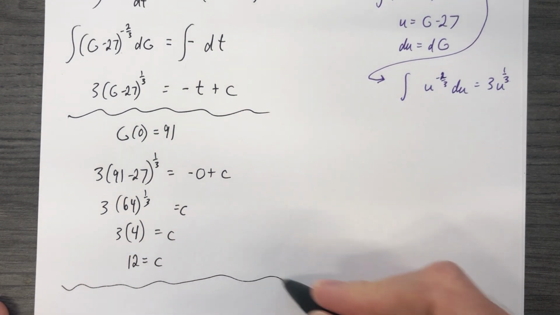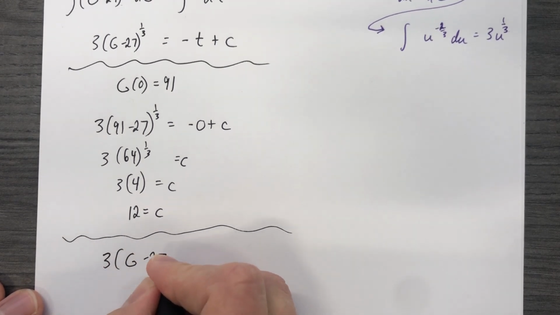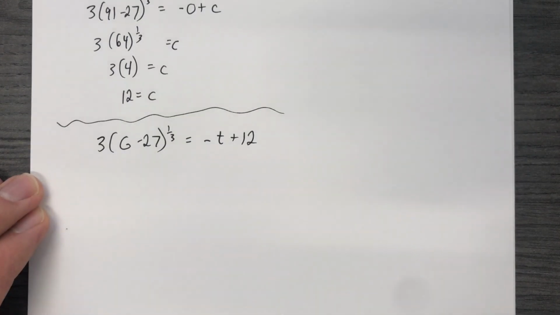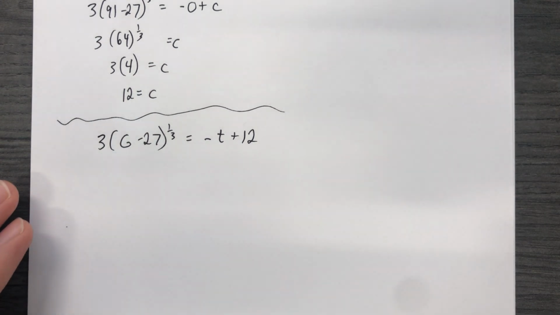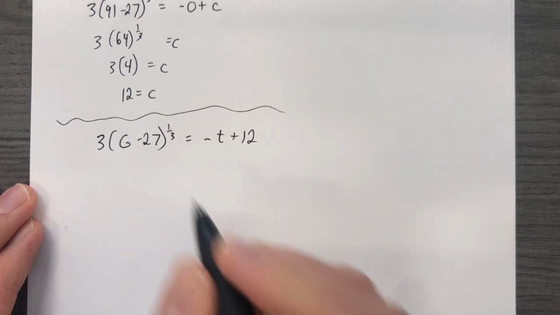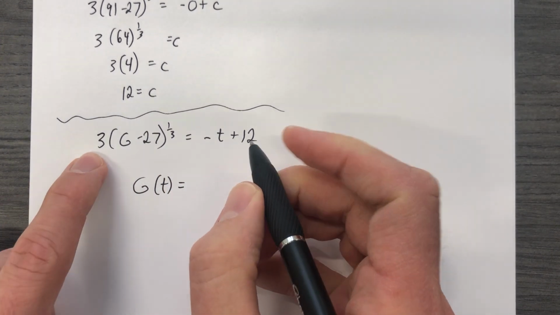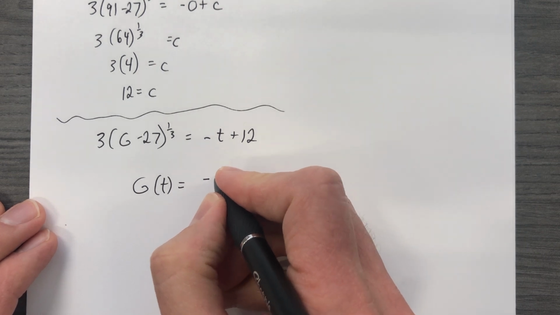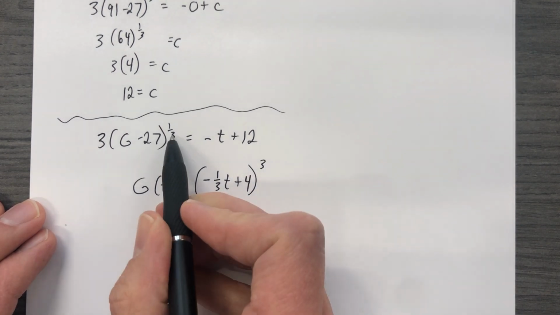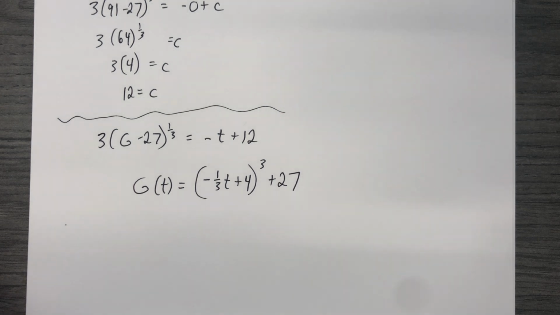Now we're going to resume with this idea, and we're going to find the actual function itself. So, that's the sound you make when you draw those awkward waves. So 3 times g minus 27 to the 1/3 equals negative t plus 12. Solve this thing for g. Here goes. We will divide by 3, and then we're going to cube it, and then we're going to add 27. Let's do a whole bunch of steps at once, okay? So g of t equals all this stuff divided by 3. So negative 1/3 t plus 4. And then we would have to cube that to get rid of that 1/3, and then we would add 27. So this is it. This is the function itself, which is what they asked for.